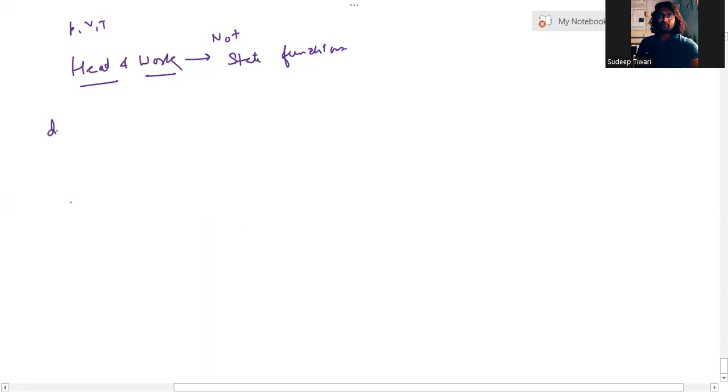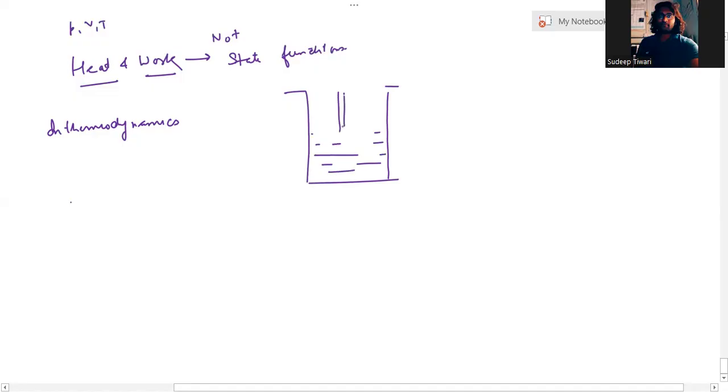In thermodynamics, let us say we take an example of a piston only. So we take an example of gas filled inside a container, and there is a piston put here. So basically, this gas would do a certain work by virtue of its pressure.